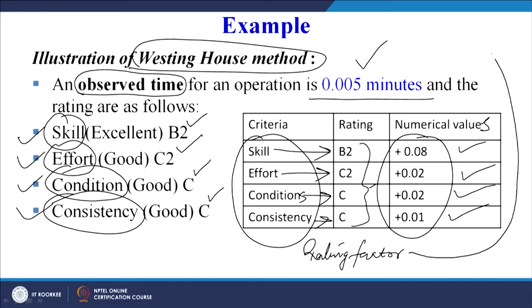Where is the observed time? Which is already known to us. It is given in the problem, that is 0.005 minutes. So this is one thing that we need to solve now. This type of problem we have already solved in session number 40. So let us see now how the solution will come out.